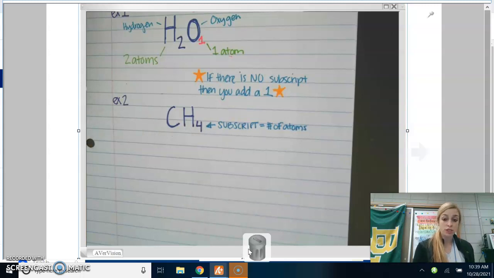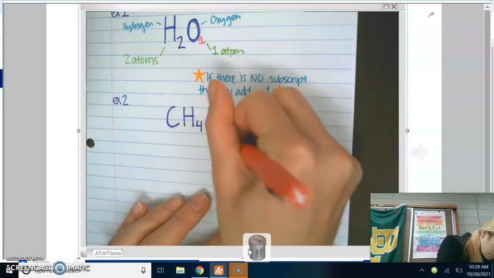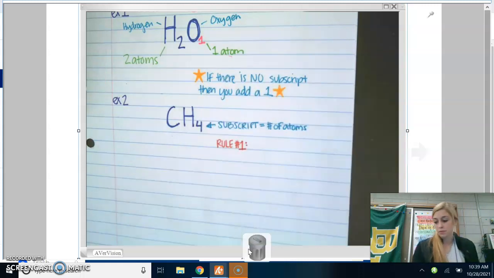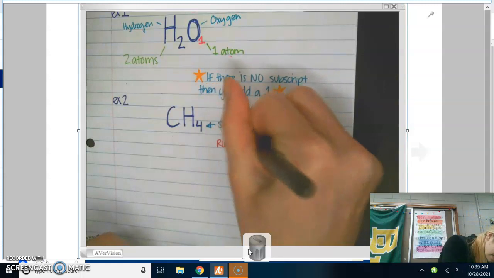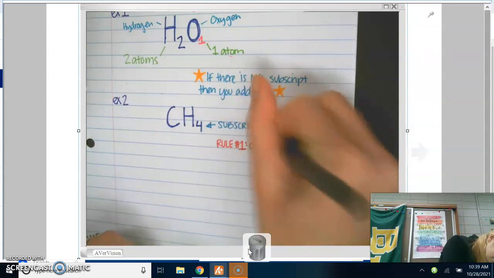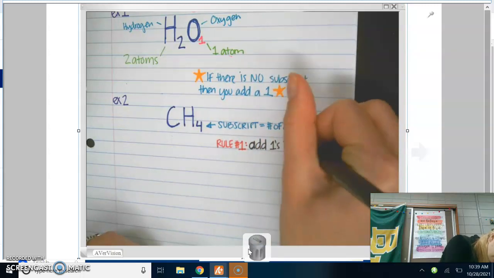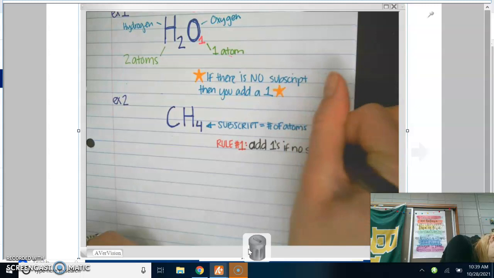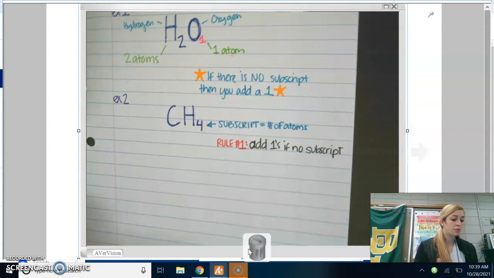There are some rules for calculating our answer. Rule number 1. Add ones if there's no subscript. I'm writing this short, I know it's not proper. So if there's no subscript, we need to add a 1. In this compound, do we need to add any ones?